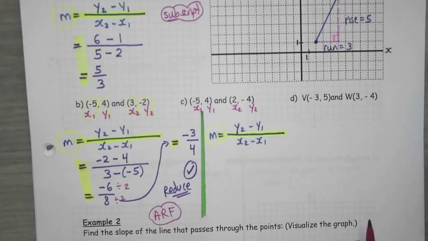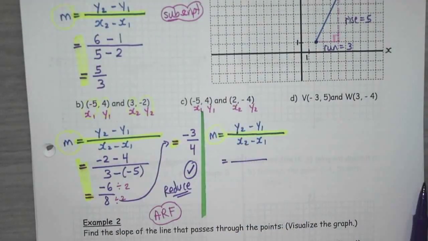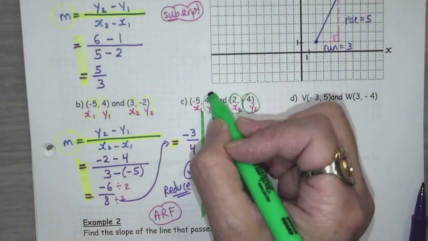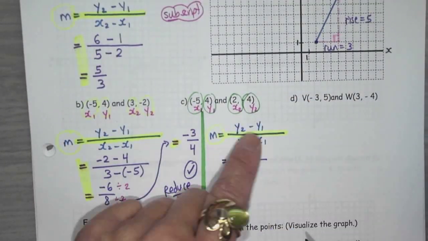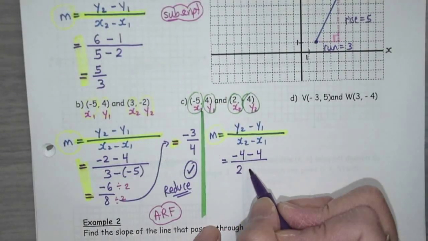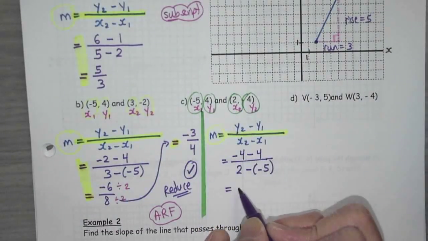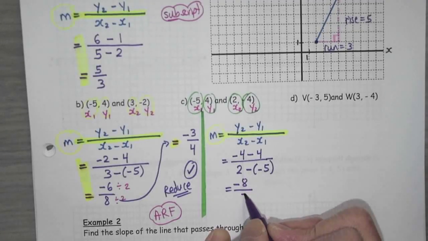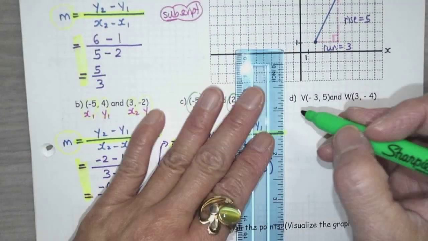Okay, and then we're going to fill this in. Equals, y2 is 4. So see how it's lined up? That's your y2, and that's your 5. So y2 is -4 minus y1 is 4. x2 is 2 minus -5. So this will get me -8 over 2 minus minus, so 7. Can I reduce that? No, I cannot. So I can't reduce it, and you stop there.